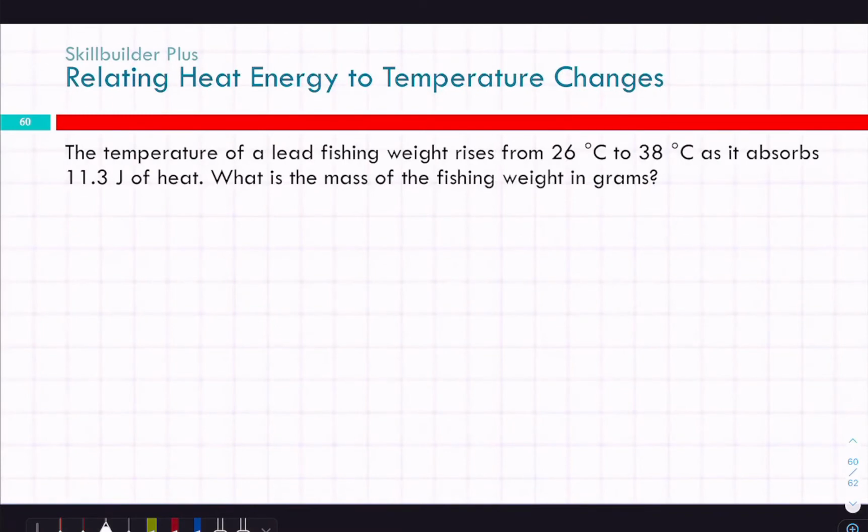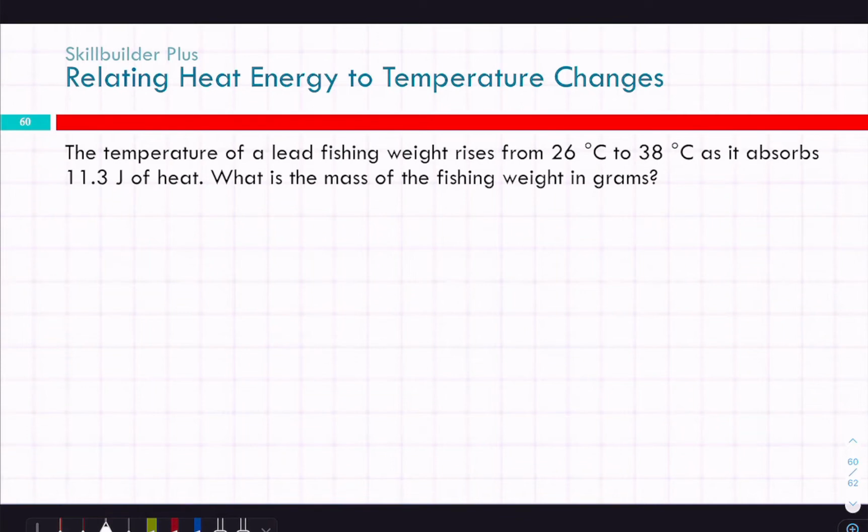Okay, so let's apply this to another problem. Let's say we have a lead fishing weight that rises from 26 degrees C to 38 degrees C as it absorbs 11.3 joules of heat. What is the mass of the fishing weight in grams? With the heat capacity equation, if we can substitute in all the numbers except for one, we can solve for that one thing in the equation.